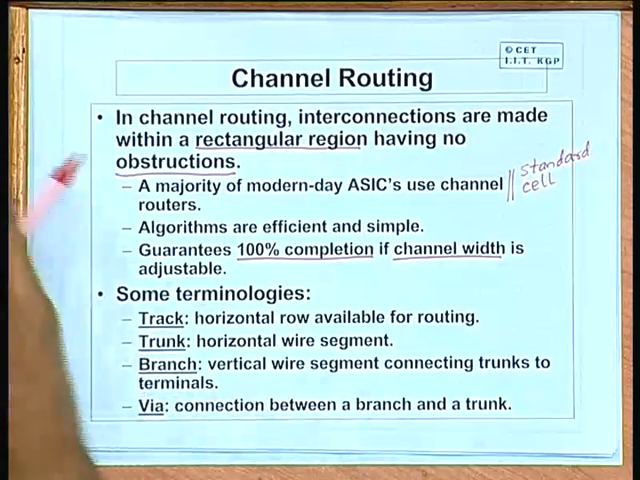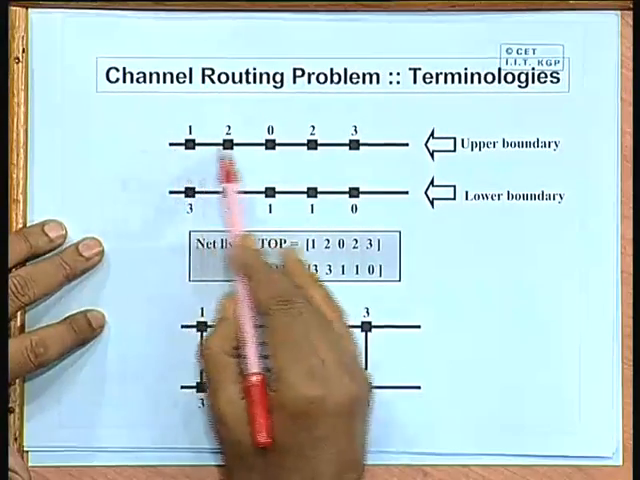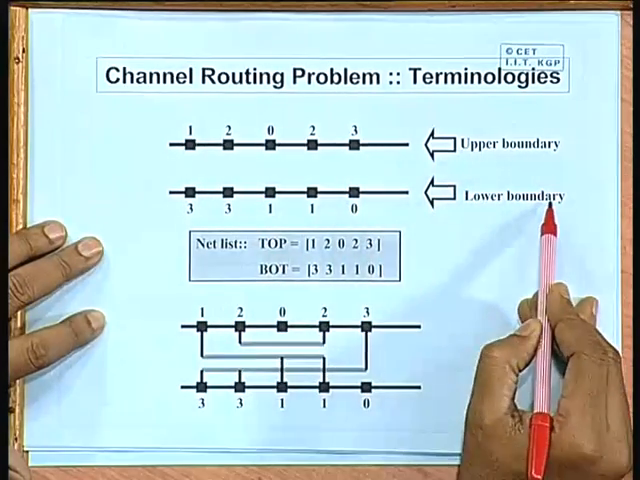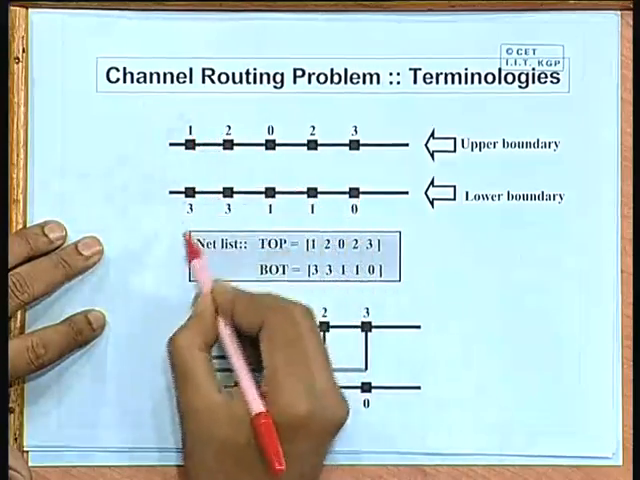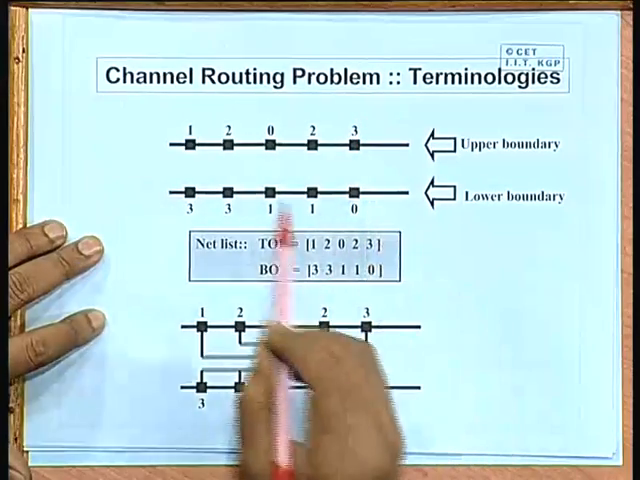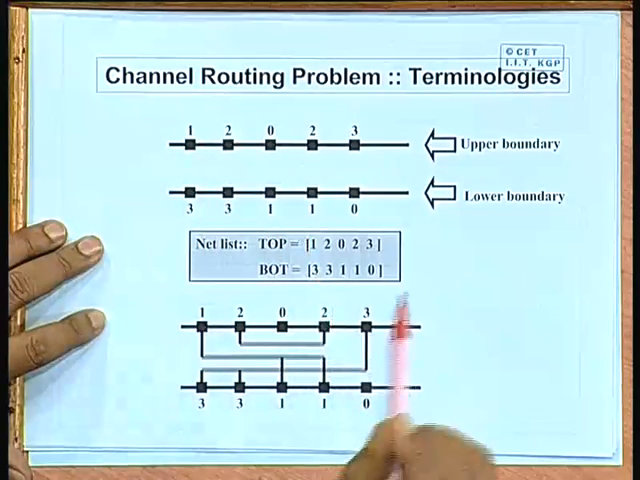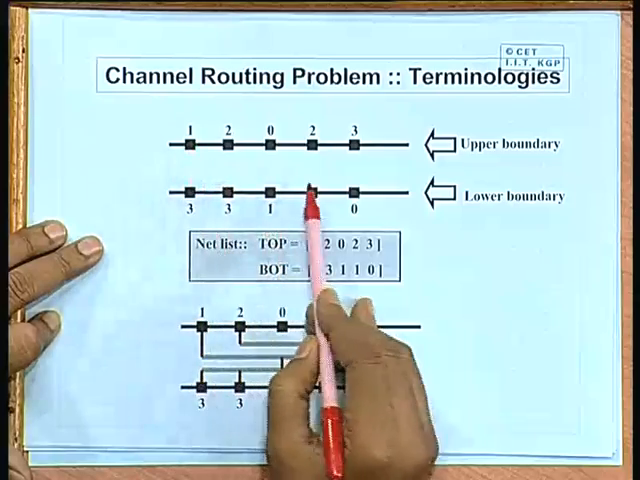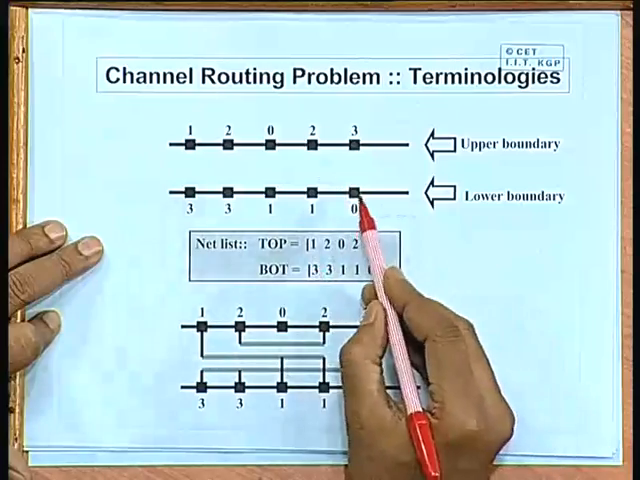I am taking an example. Say I have an example out here. This is an example channel. This is the upper boundary, this is the lower boundary. These are the terminals. Terminals are typically arranged in synchronism with the columns of the grid. Each terminal is labeled with a number. This number indicates the net. 1, 1, 1 means these three belong to the same net and they have to be interconnected. Similarly, 2, 3, so on. 0 means no connection.